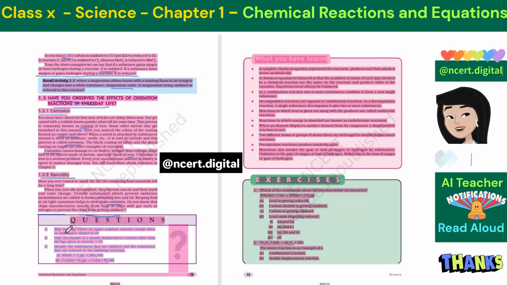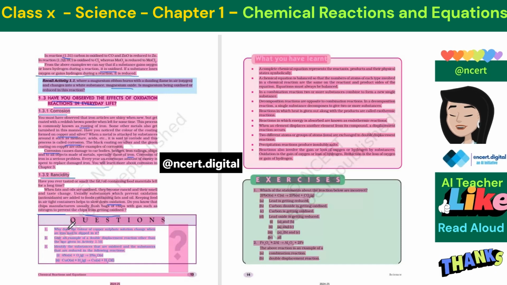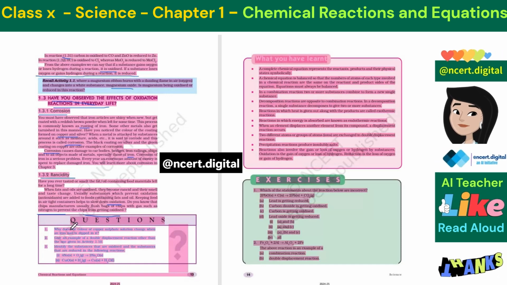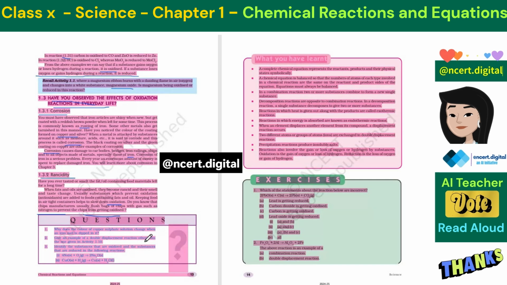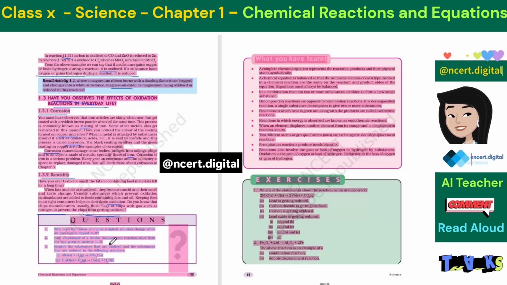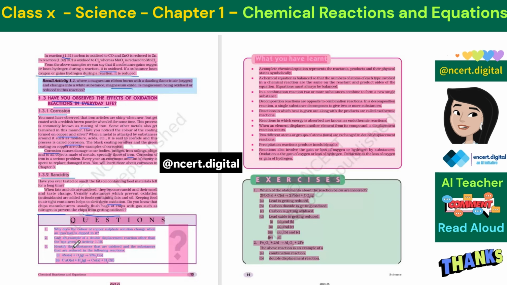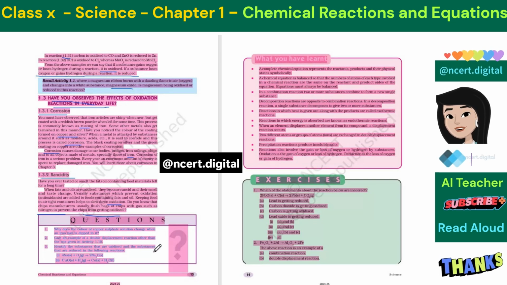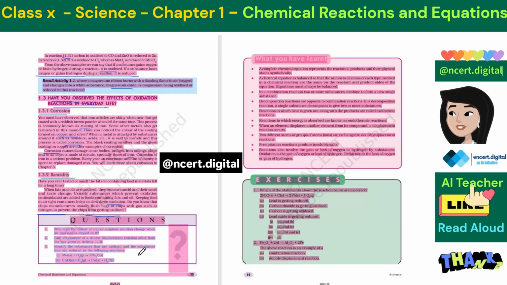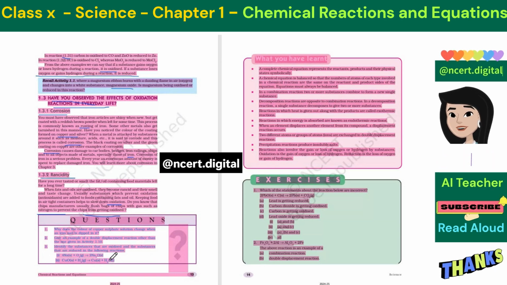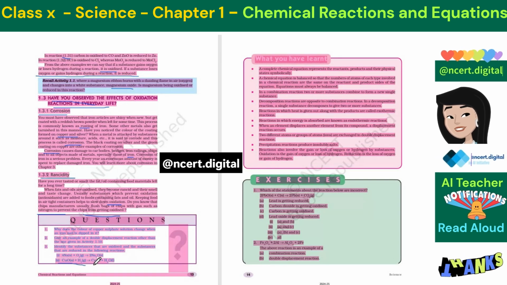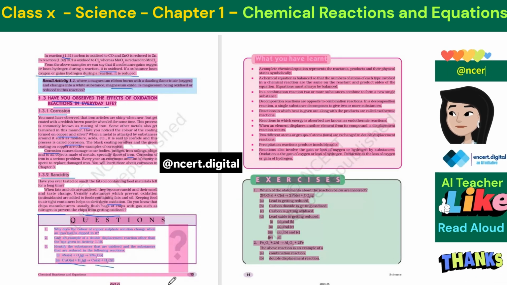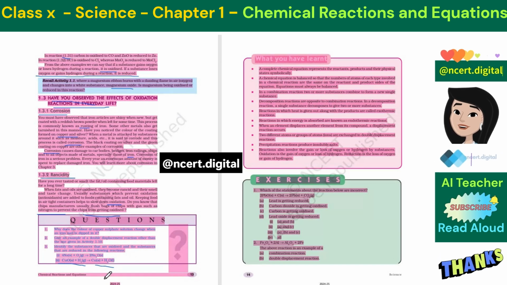Questions. 1. Why does the color of copper sulfate solution change when an iron nail is dipped in it? 2. Give an example of a double displacement reaction other than the one given in Activity 1.10. 3. Identify the substances that are oxidized and the substances that are reduced in the following reactions. Chemical reactions and equations, page 13.